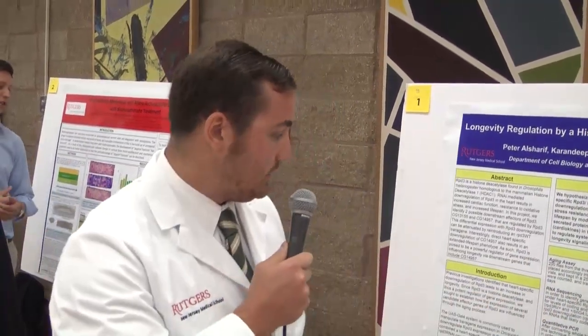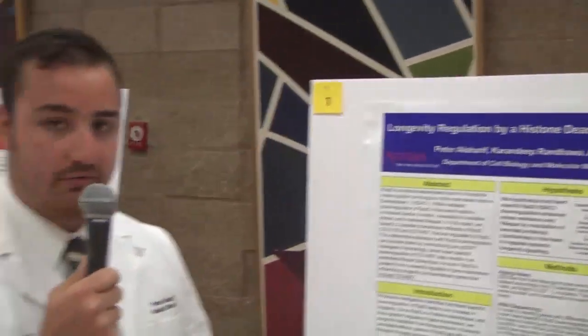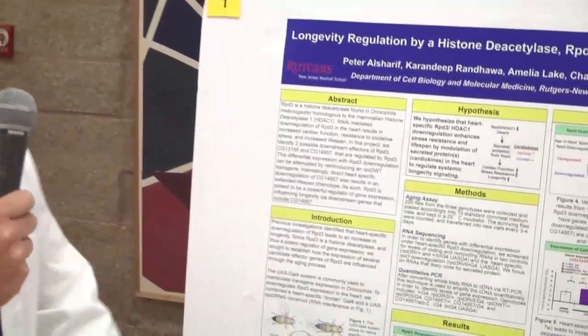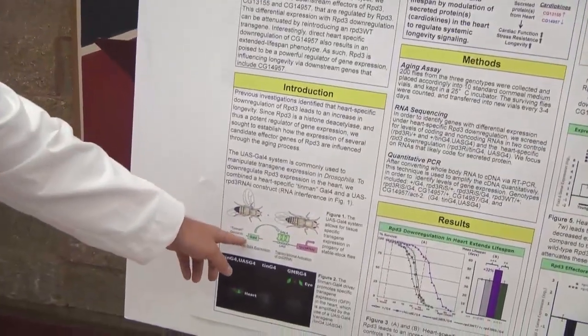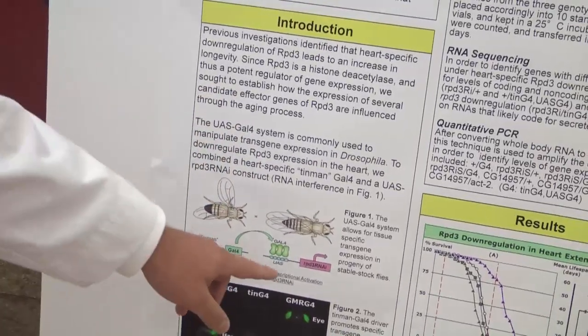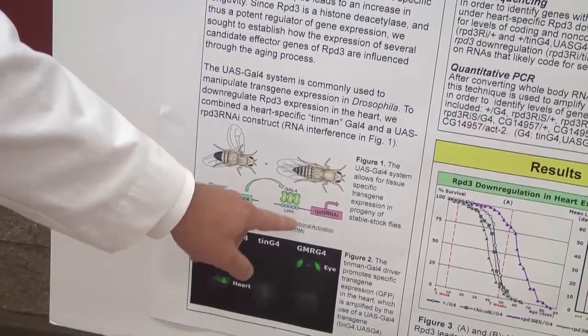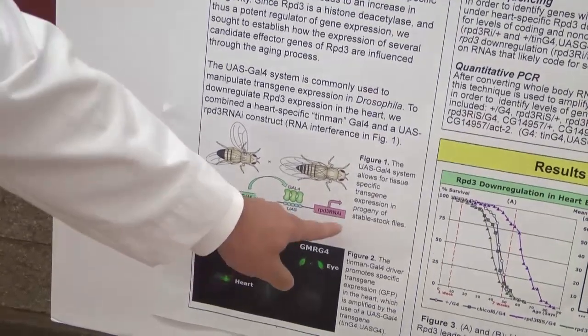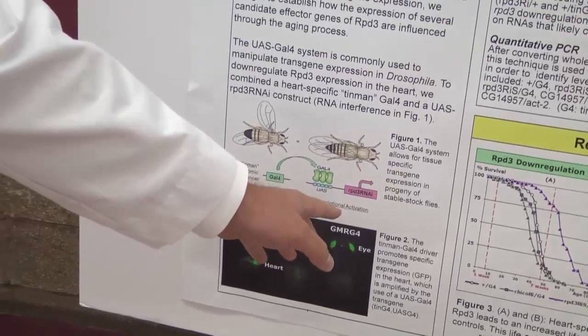So what we did was we used this model system called the UAS-Gal4 system. In the UAS-Gal4 system, we can insert 2 transgenes, one that drives a tissue-specific Gal4 in any tissue that you could think of, and then another transgene that allows the Gal4 interaction with the UAS to drive a transgene, any gene that you can think of, in a tissue of choice.